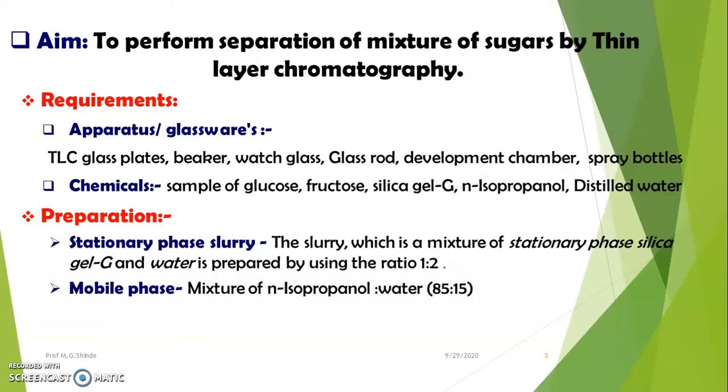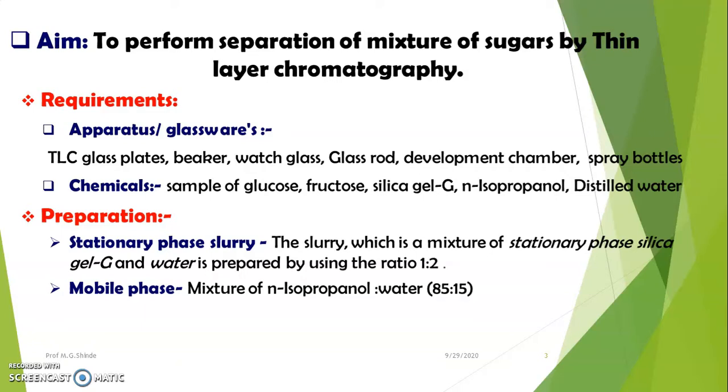So the aim of today's practical is to perform the separation of mixture of sugars by using thin layer chromatography. For this practical, the requirement is as follows. Apparatus or glassware: we require TLC glass plates, beakers, watch glass, glass rod, development chamber, spray bottles, detecting agents. Chemicals: we require samples of glucose and fructose, silica gel G for preparation of slurry. For preparation of mobile phase, we require isopropanol and distilled water.